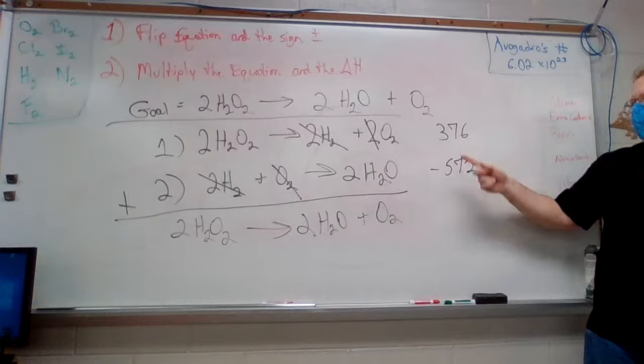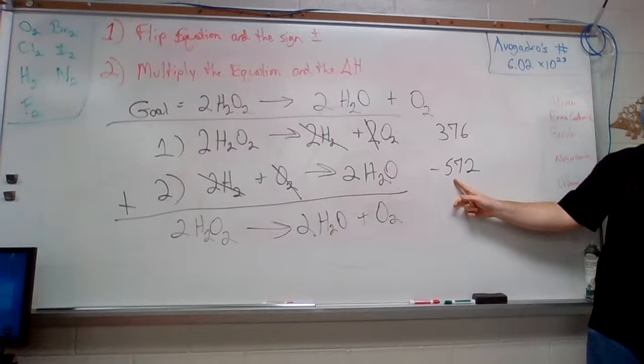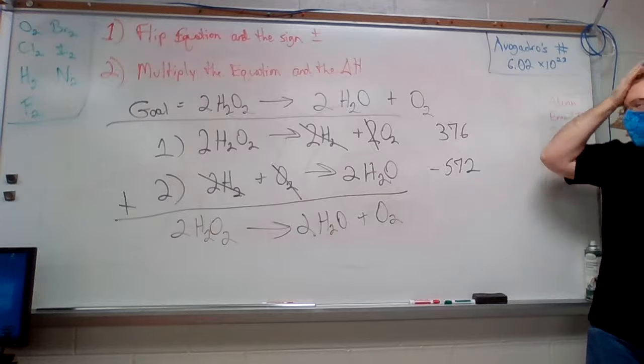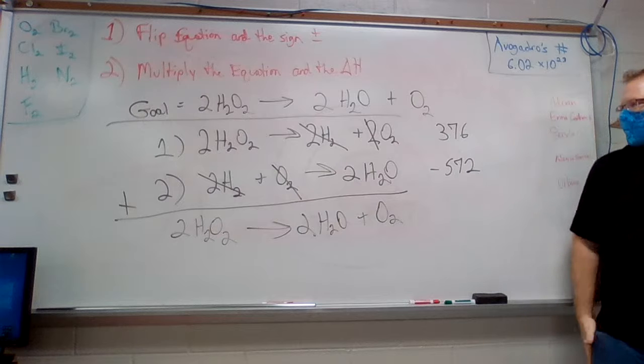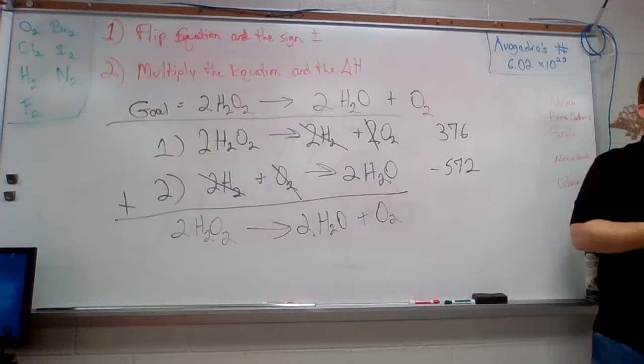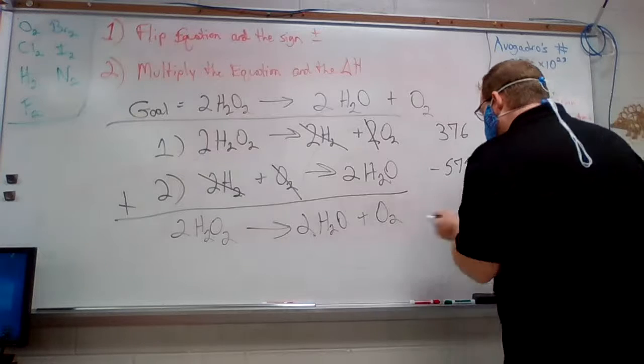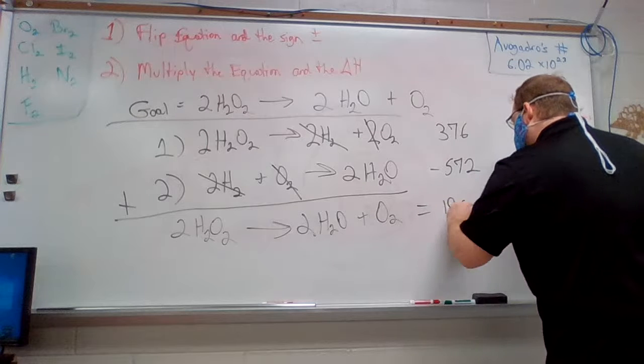So 376 plus negative 572 is going to be like what, 296? Or no, 196. I think it's going to be like 196, if I did my head math correctly. 196.